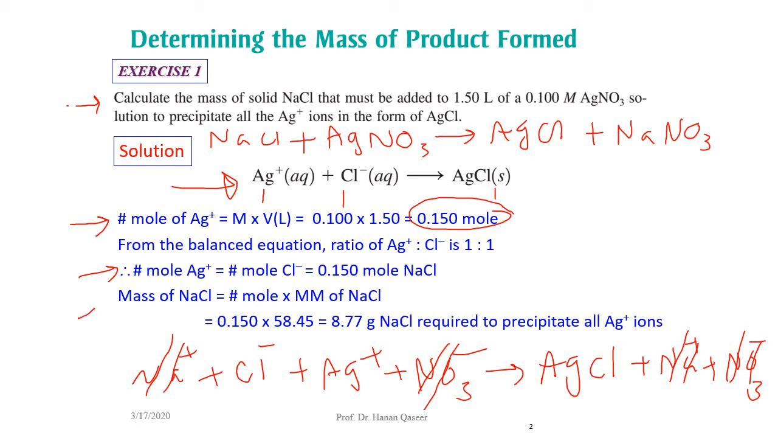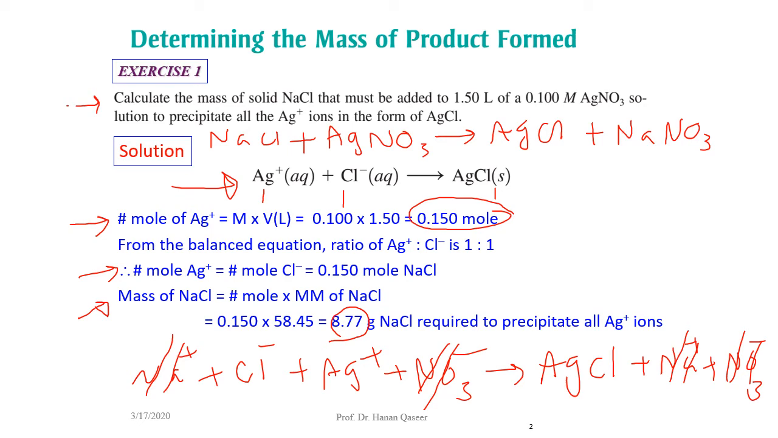Then we convert the number of moles to a mass. The mass of sodium chloride is equal to the number of moles of sodium chloride multiplied by its molar mass. Molar mass of sodium chloride can be calculated by adding atomic mass of sodium and atomic mass of chlorine, which will give us 58.45. So 0.150 multiplied by 58.45 will give 8.77 grams sodium chloride required.